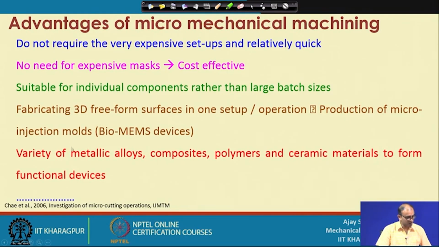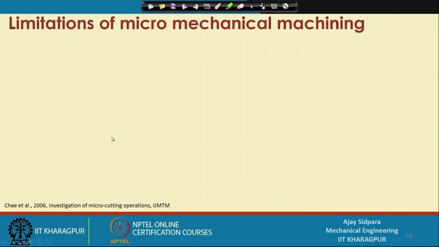And mostly you can machine any type of material, because the only thing is that you need the right tool for the right material. Metallic material, composite, polymer, ceramic, anything can be machined by this micro machining process, because if our tool is harder than the workpiece, then there is no limit. We only have to look into the tool wear. So, those are the advantages.